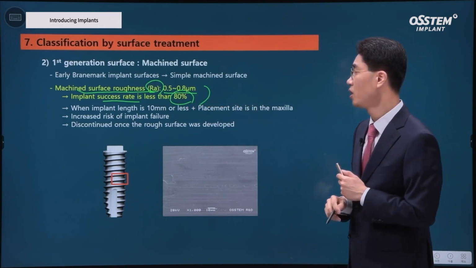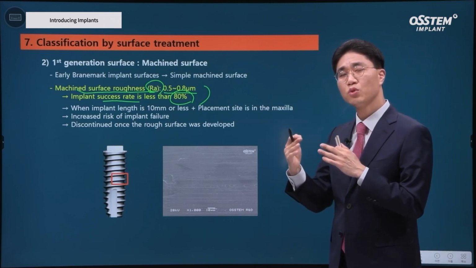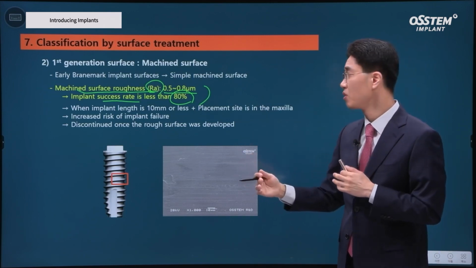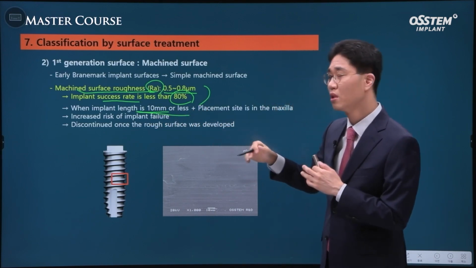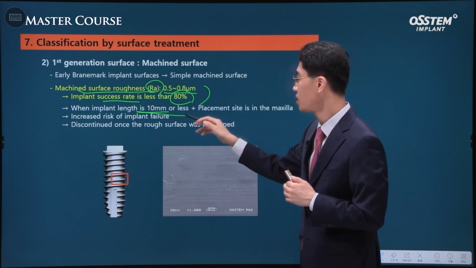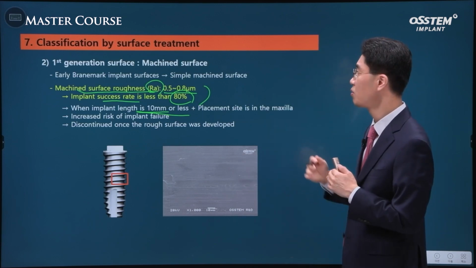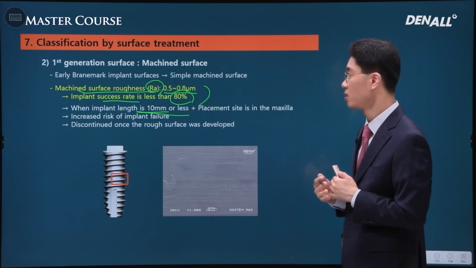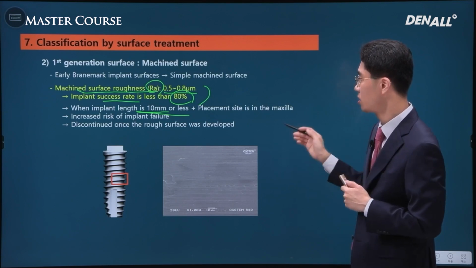In order to maximize bone to implant contact, the implant length was much longer. In the past, people used implants of 10 millimeters or over, and if the length was shorter than that, because the amount of bone to implant contact area decreased, the success rate also got reduced.